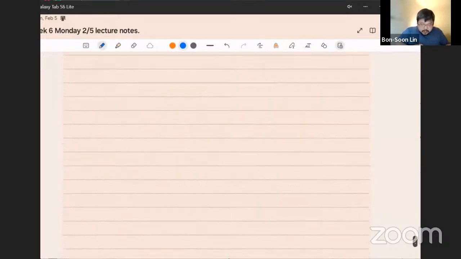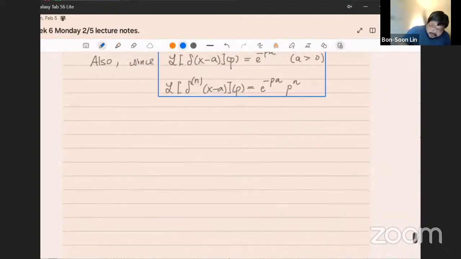Sorry if I'm running over time, but it's all recorded. Let's talk about the last topic, which is convolution, and this theorem called the convolution theorem.